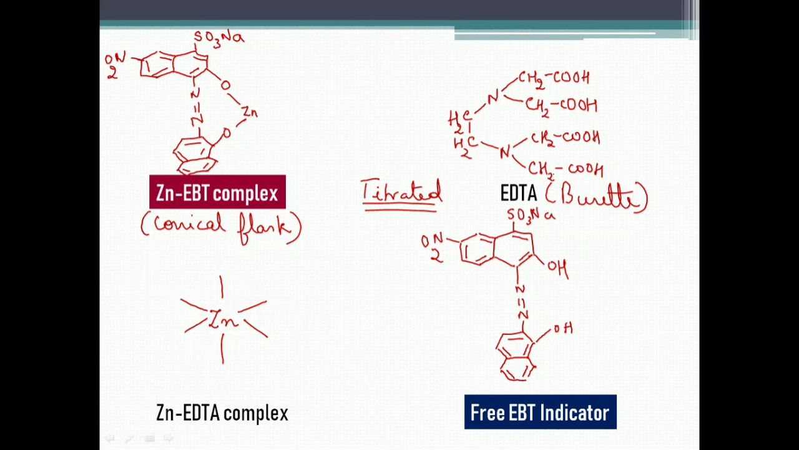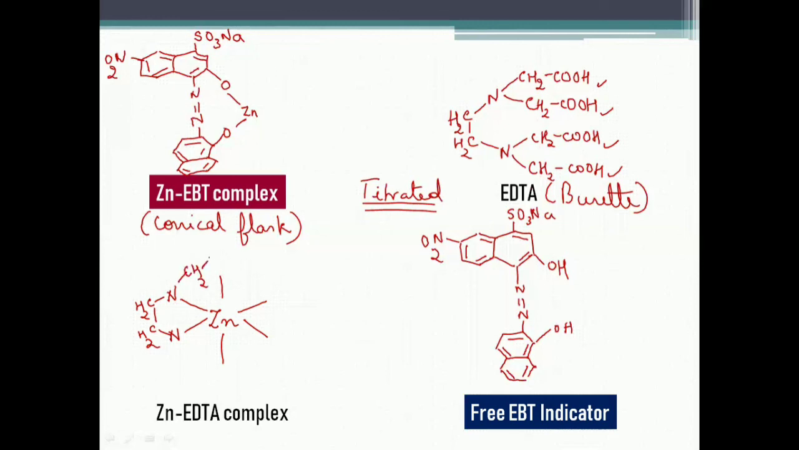In EDTA, the 6 ligating atoms are the 2 nitrogens, and out of the 4 acetic acid groups, if protons are removed, we will get 4 COO minus groups. So these 4 oxygens and 2 nitrogens are the 6 ligating atoms in EDTA. We have the 2 ligating nitrogens, which are connected with each other by the 2 methylene groups. This is one, and the other 4 ligating atoms are oxygens, which are from the 4 tetraacetic acid groups.